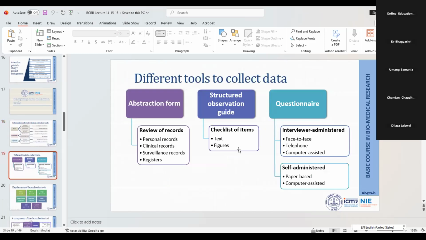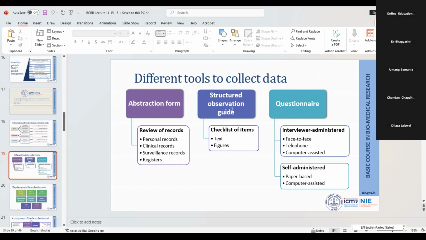So there are different types of data collection tools that we'll discuss. First is the abstraction form. Here we abstract the data, or pull the data from the ocean of information. Usually we do it by review of records, called secondary data. It is collected from personal records or hospital clinical records, disease surveillance records or registers.